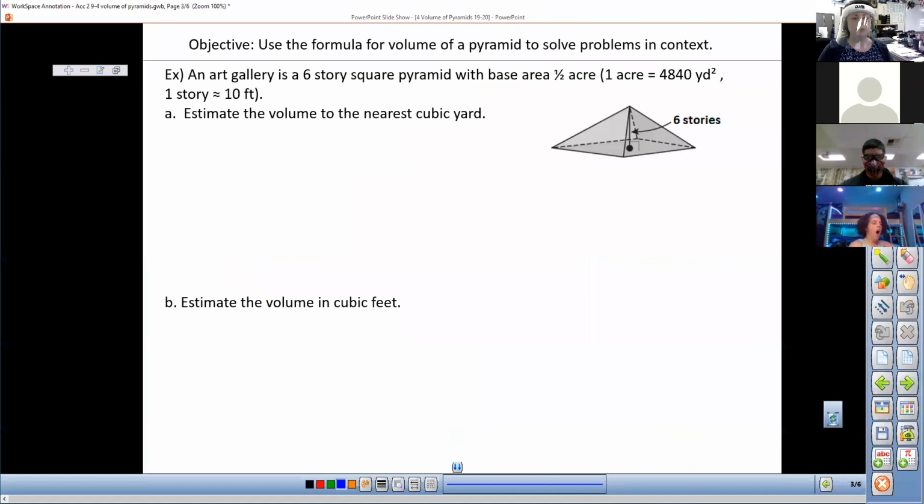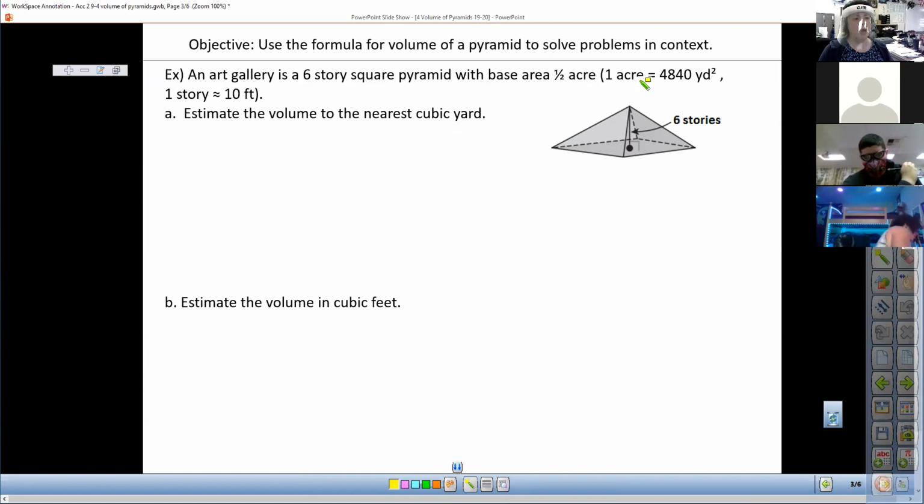All right, so in the second problem, we have a part A and a part B. So let's take a look at the original situation. It says an art gallery is a 6-story square pyramid with base area ½ acre. And then it tells us 1 acre is 4,840 square yards and 1 story is about 10 feet.